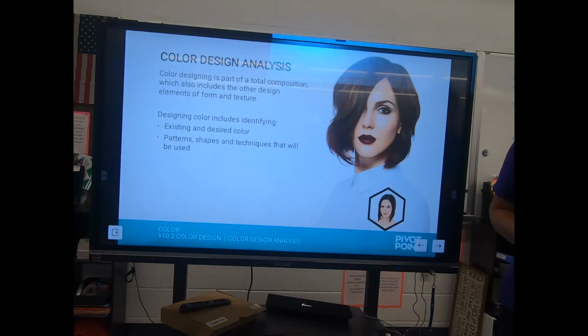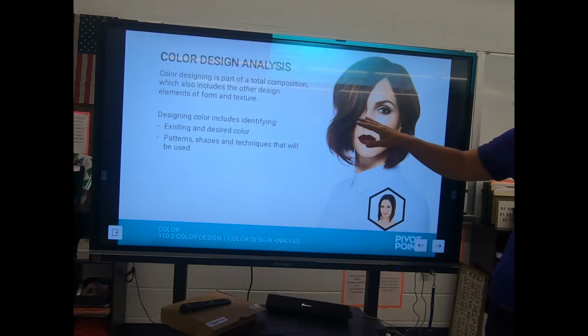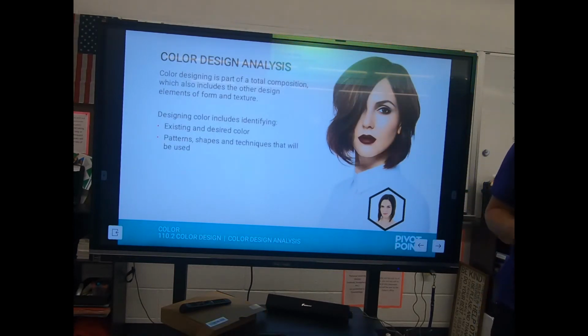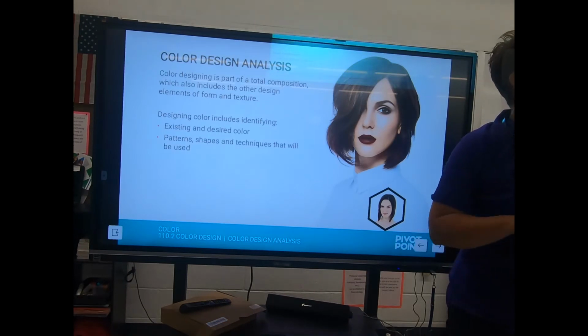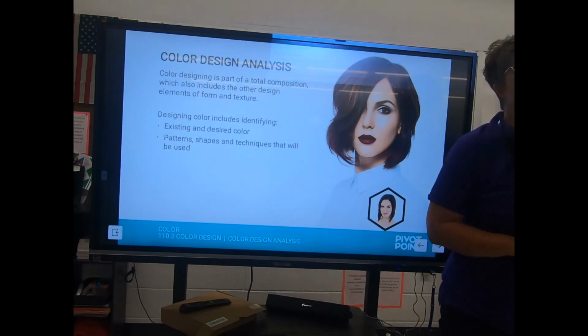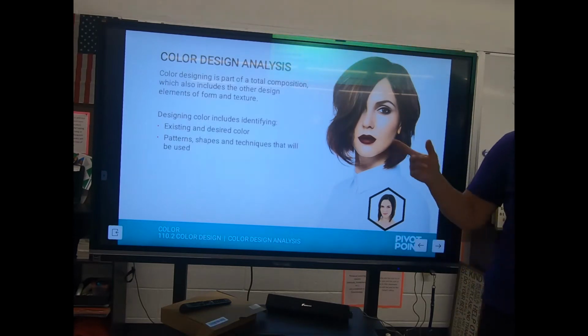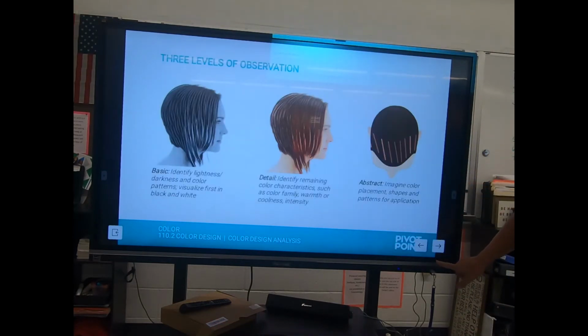You're looking at a total composition, so you identify the existing color, the color that they want, and how you are going to do it. Are you going to put it on all over? Are you going to use foils? Are you going to use a cap? Are you going to do something different? We're going to be talking about that.